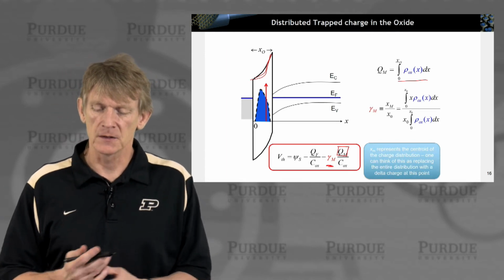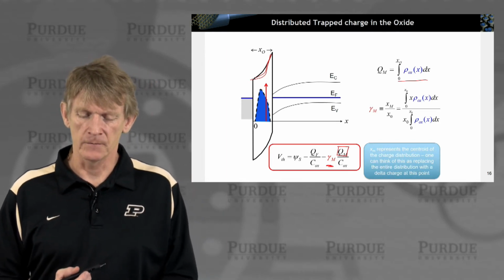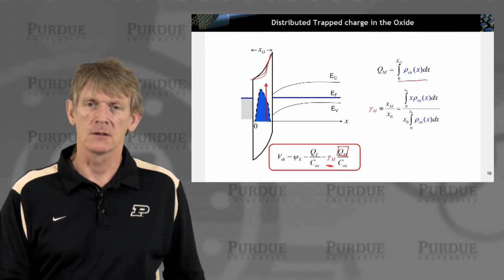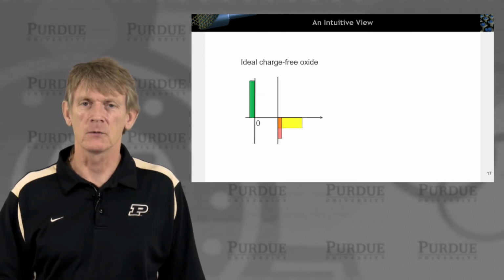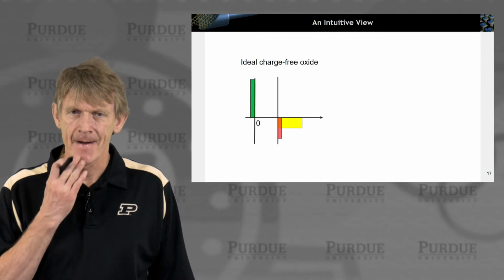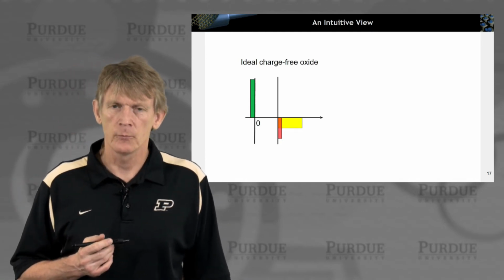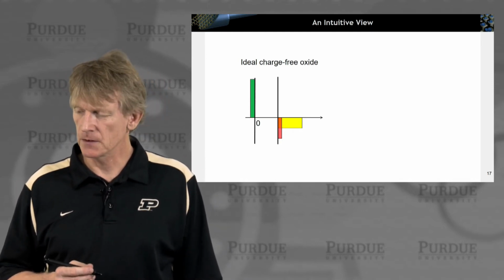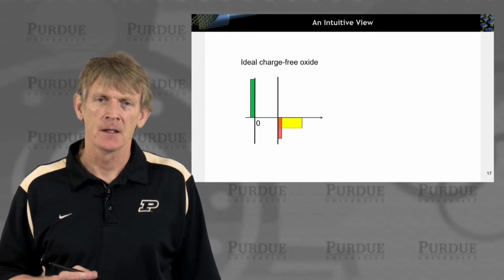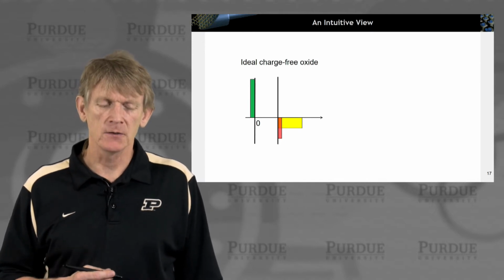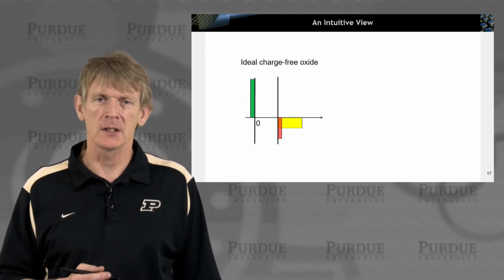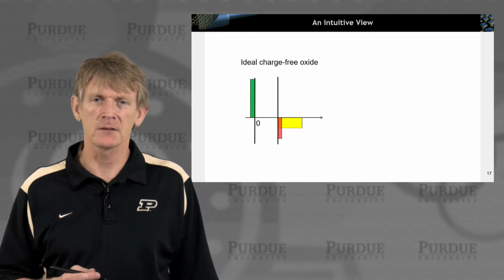Okay, so Xm is the centroid of the charge distribution. So I just said you can think of it as replacing it with a delta function. Okay, so let's get some pictorial or intuitive view of this setup here. So we have a condition here where you can already see from the charge distribution, what is this?